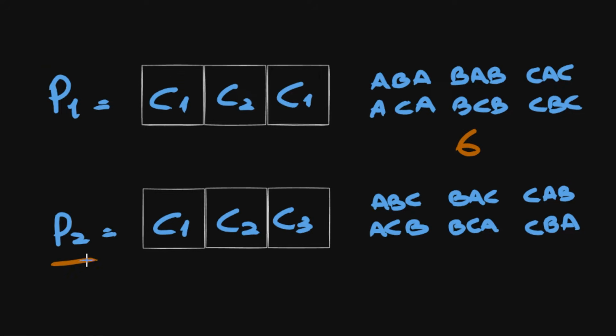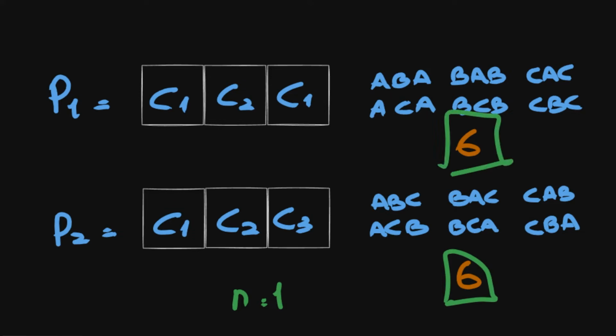If we consider pattern number 2, we can have a color A, then color B, then color C, or we can have ACB, or BAC, or BCA, or CAB, or CBA. So here we have 6 more combinations. So if n is 1, we can just take 6 plus 6 and the result is 12. Now what if n is something different? Let's say that n is 2.